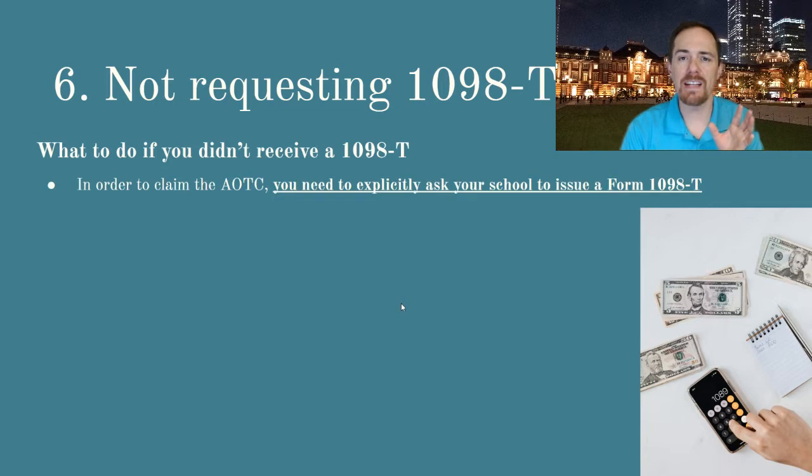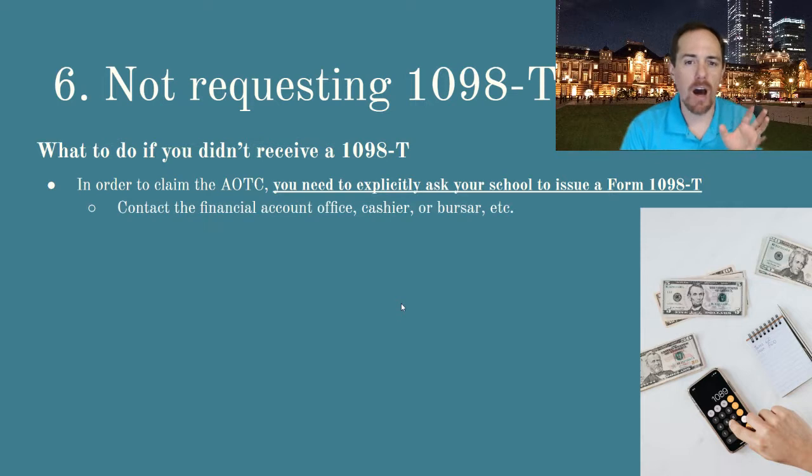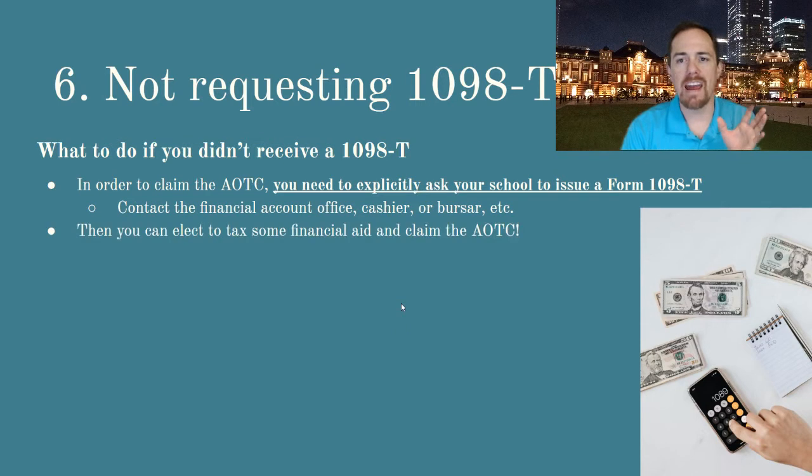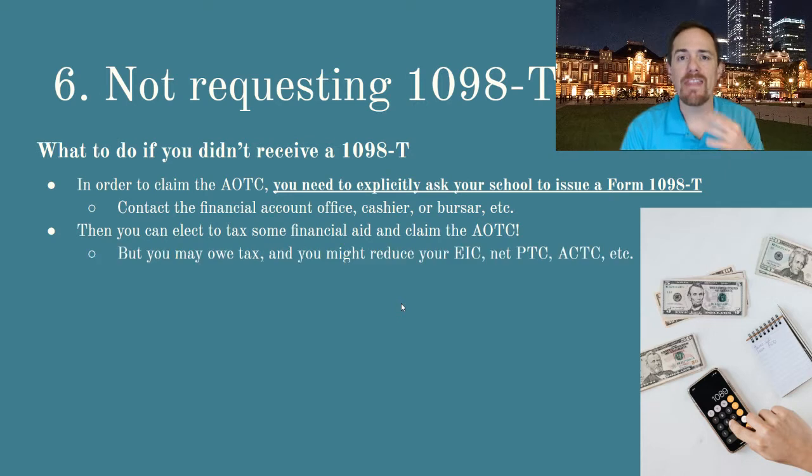So what do you do if you didn't get a 1098-T? Well, you really need to get that 1098-T to qualify for the American Opportunity Tax Credit, so you have to explicitly ask your school to give you one. That means reaching out to the financial aid office, the cashier, the bursar, whatever it might be called at your school, and saying, I need a Form 1098-T. You can say, my CPA is requesting one. Then you can elect to include some of your scholarships and Pell Grants in your taxable income, and that will allow you to claim the American Opportunity Tax Credit.